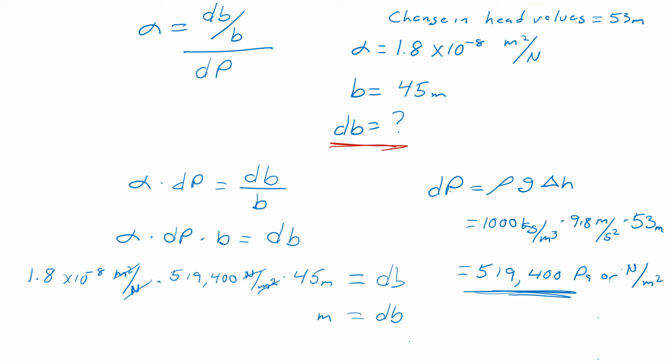Did you get a value? I got 0.42. And that's what you should get, 0.42. So half a meter. That's a lot. Especially if you have a buried gas line.